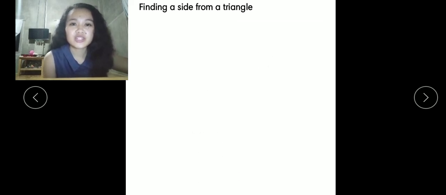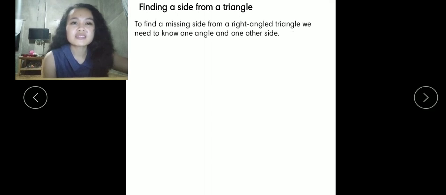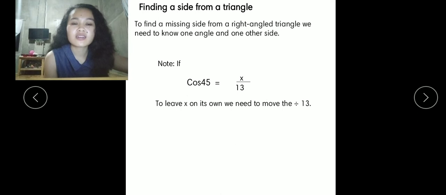Find a side from a triangle. To find a missing side from a right angle triangle, we need to know one angle and one other side. So note, if cos 45 equals x over 13, to leave x on its own, we need to move the divide 13. So it becomes a times when it moves, or just simply cross multiply. So we have cosine 45 times 13 equals x.